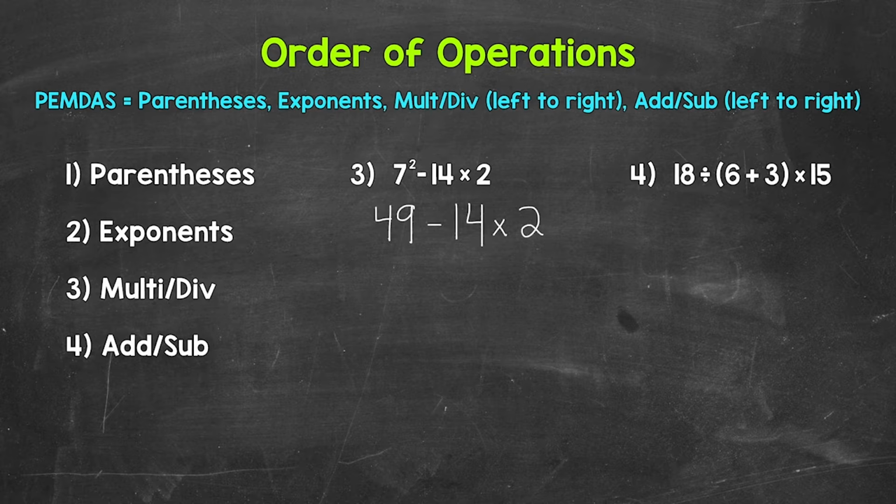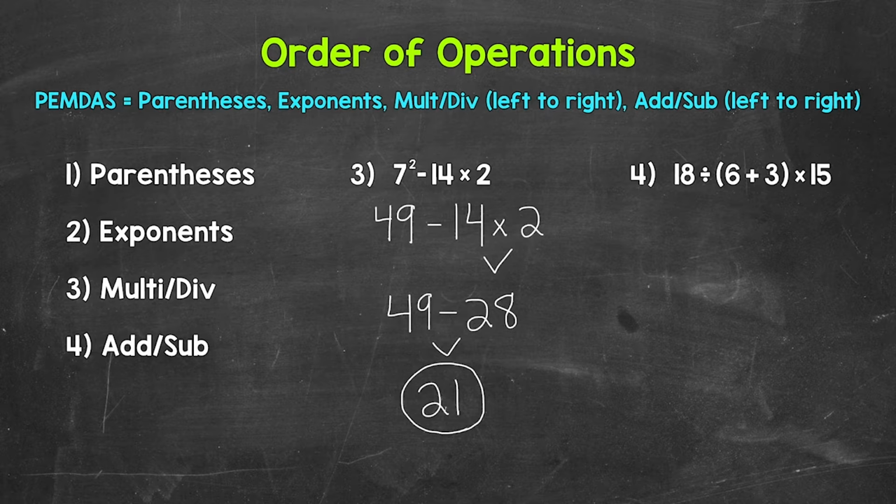So now we have 49 minus 14 times 2. Let's continue to work through the order of operations. Any parentheses? No. Any exponents? No. Any multiplication or division? Yes, we have multiplication. So that's what we need to do next. We have 14 times 2, which is 28. Bring down everything we did not use. So 49 minus 28. We have one operation left, subtraction, so we need to subtract. 49 minus 28 is 21. So our final answer, 21.